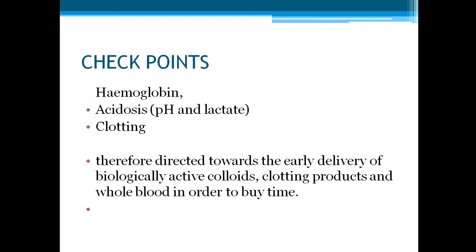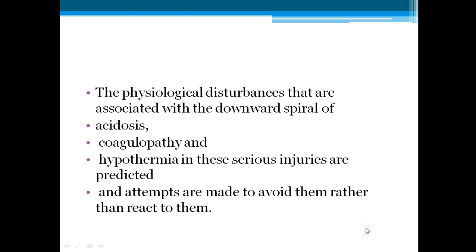So the checkpoints are hemoglobin, acidosis, and clotting. They are directed towards early delivery of biologically active clots, clotting products and whole blood in order to buy time. So these are the checkpoints you keep in mind: hemoglobin, acidosis and clotting. The physiological disturbances that are associated with the downward spiral, including acidosis, coagulopathy and hypothermia, this is the vicious triad. And attempts are made to avoid them rather than react to them. So acidosis, hypothermia and coagulopathy are prevented to a maximum extent.